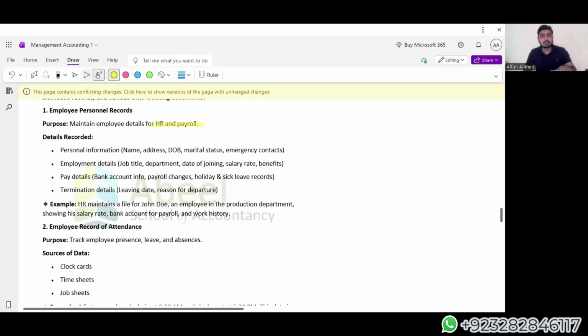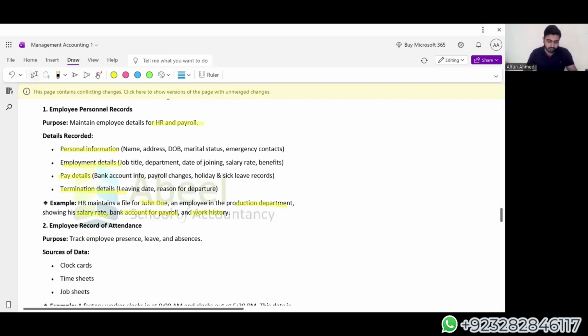The personal records just keep a database of the employee that is in the organization, containing each and every detail regarding the person's personal life and the professional structure. So personal information, employee details, pay details, and termination details that are there. If we are terminating the employee, we are not going to throw their file out of the window. We're going to keep it for ourselves for the future in case the employee comes up to us and files a case against us, or the employee asks for a recommendation, we can provide documentation to the relevant parties. Okay. Now, example: HR maintains a file for John Doe, an employee in the production department, showing his salary rate, bank account reports, and work history.